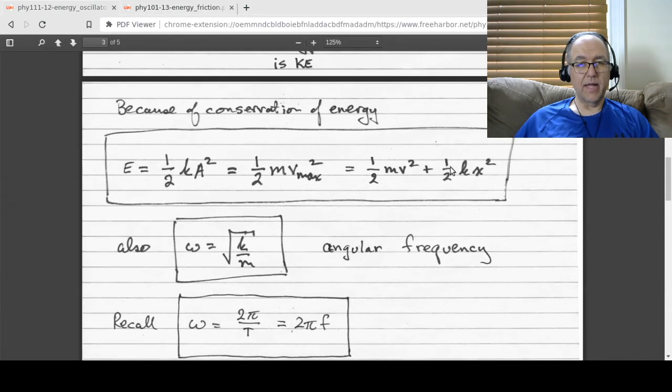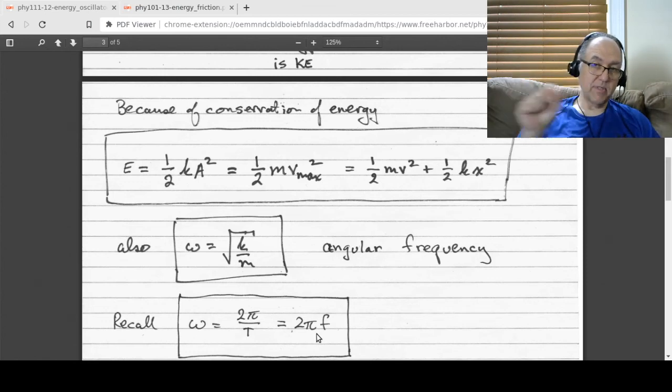Okay, 3 ways to calculate that energy, depending on what you know. And there's also the angular frequency. This is a new equation. We had the angular frequency before, but now you know that you can obtain the angular frequency from the spring constant and the mass. Okay, and finally, this is what I was alluding to before, the angular frequency is related to the period, which is the time for one cycle, and the frequency, which is the number of cycles you make per second, by these formulas here.